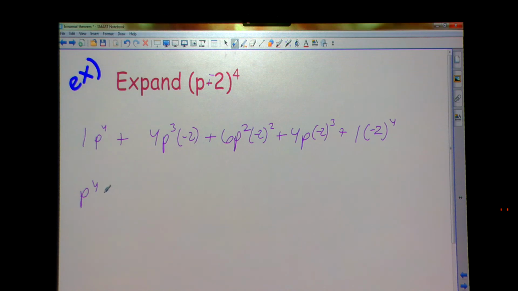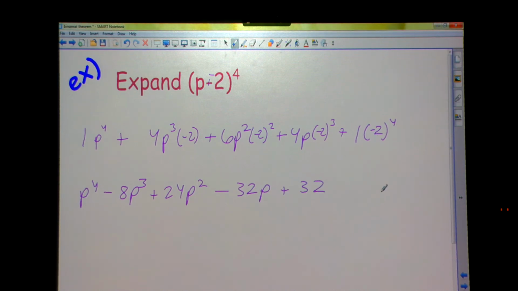That'll give me minus 8p cubed. That's positive 4 times 6, 24p squared. Give me negative, that'll be 8 times 4, so 32p. And here I have positive 32. Wait, did I mess up here? 8 times 4, 16, sorry. Extra 2 in there. There we go.